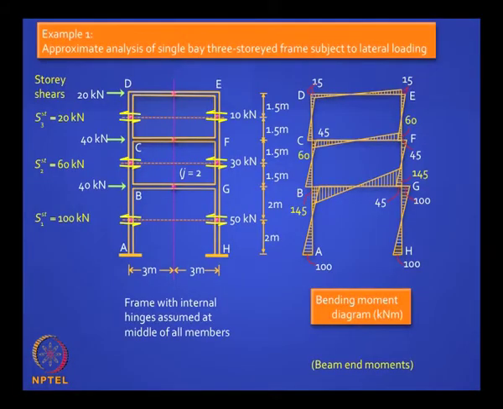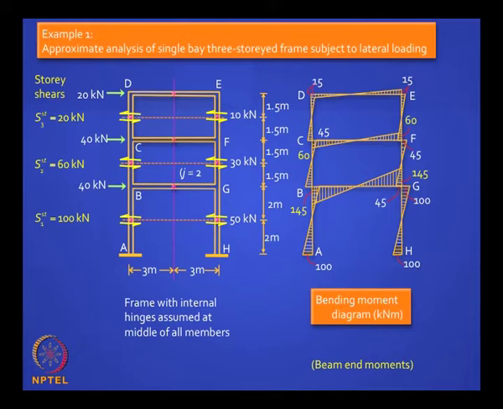You just have to multiply the column shear by h by 2. That is all you have to do. So it is very easy. And so you can draw the shape of the bending moment diagram drawn on the tension side, and the lower story columns will have a moment 50 into 2, which is 100.